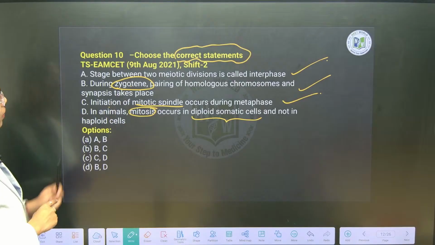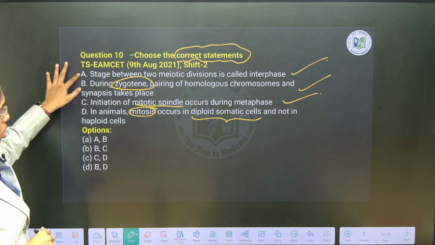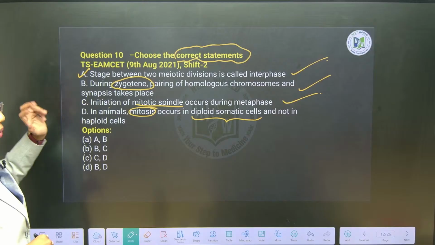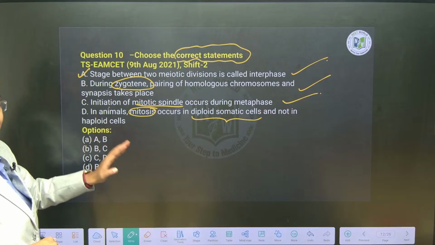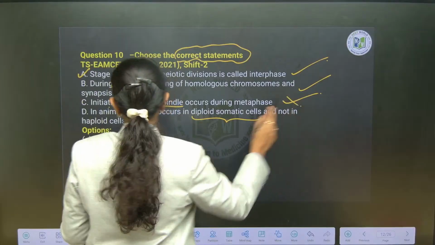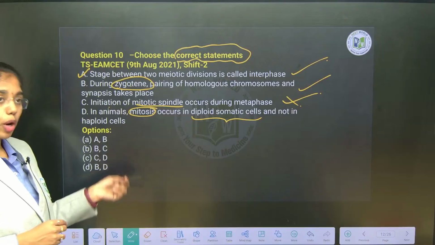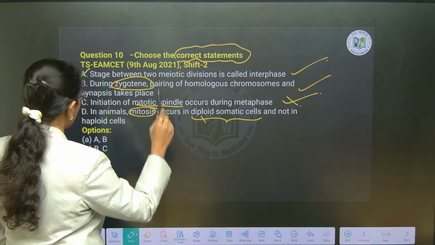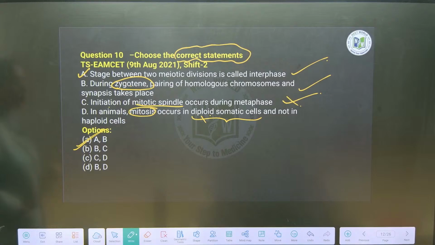Fine. So here we need to choose the correct statements. If you observe clearly, stage between two meiotic divisions is interphase. A is true. And then during zygote, pairing of homologous chromosomes takes place. True. Initiation of mitotic spindle occurs during metaphase. It occurs during late prophase only. And in animals, mitosis occurs both in the haploid and diploid cells, not just in the diploid somatic cells. So the correct statements go option A and B. Fine, right?